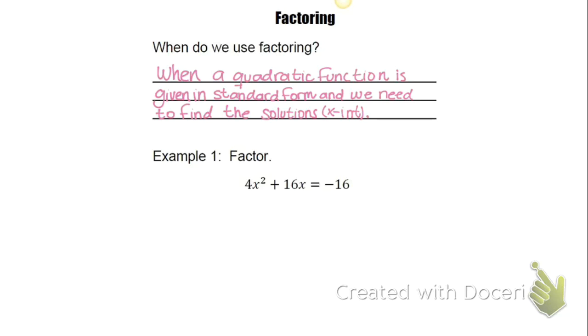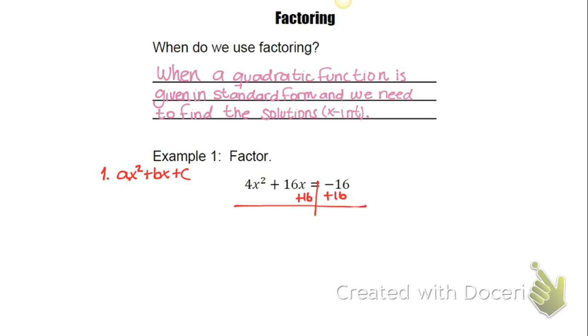We need to factor 4x squared plus 16x equals negative 16. Step number 1, we need to make sure that our equation is in standard form. So if you look at this example, it is not in standard form. We need to move the negative 16 over to the other side, and we're going to do that by inverse operations. So we're going to add 16 on both sides.